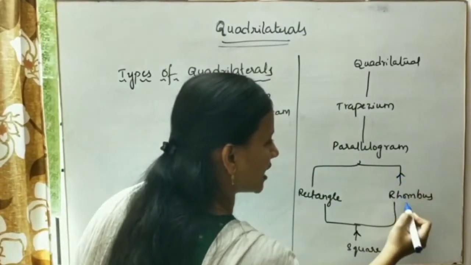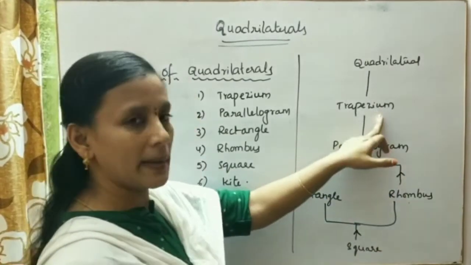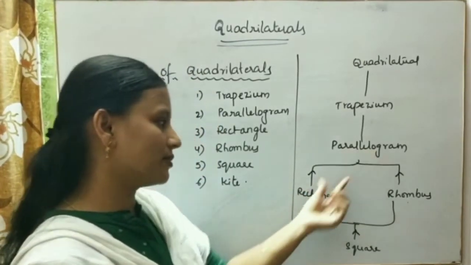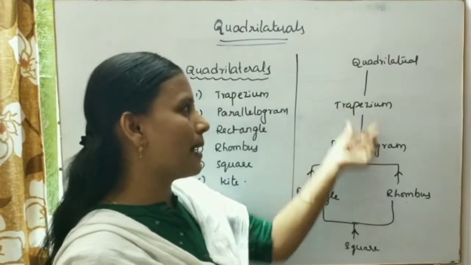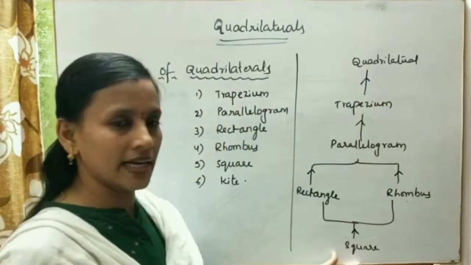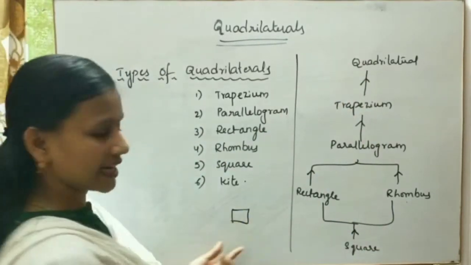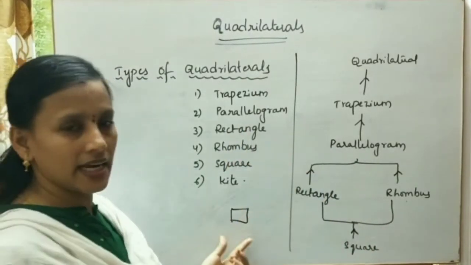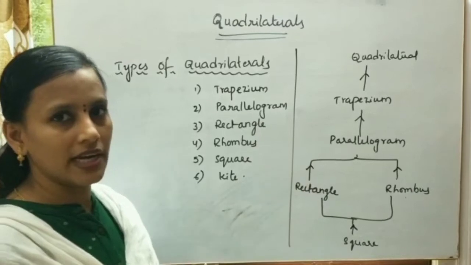So from down, see, all rhombuses are parallelograms, and all rhombuses are trapeziums. All rhombuses are quadrilaterals, and all rectangles are parallelograms, and all rectangles are trapeziums, and all parallelograms are trapeziums, and all parallelograms are quadrilaterals. So from down we have to observe, then we can understand. Square can be rectangle also, rhombus also, parallelogram also, trapezium also, and it is quadrilateral also. Okay, like that we have to divide the types of the quadrilaterals.